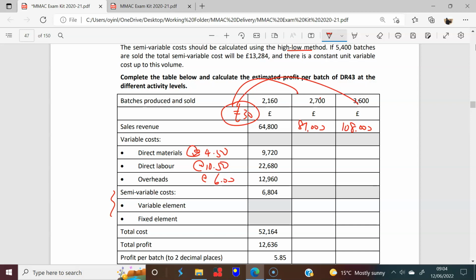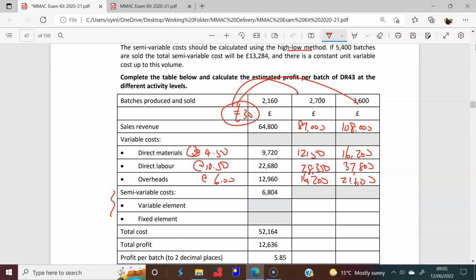Let's do that quickly. Let's do all the direct stuff. So £4.50 times 2,700 gives me 12,150. £4.50 times 3,600, that's 16,200. Here you have £10.50 times 2,700, and that's 28,350. And here you have £10.50 times 3,600, and that's 37,800. And here you have £6 times 2,700, and that's 16,200. Again, you have 6 times 3,600, and that's 21,600. Right, so we've done all of these, aren't we?